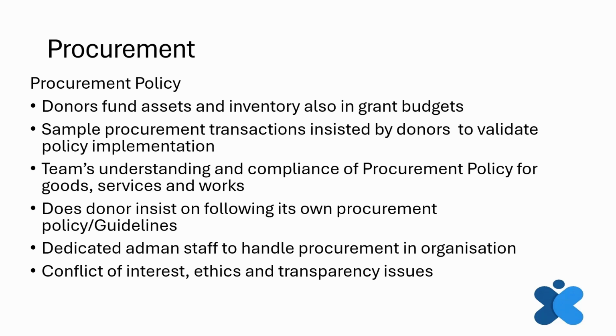Now, when you have a lot of procurement, do have dedicated admin staff, because the procurement process of identifying vendors, sending out bids, sending out requests for proposal is a tedious process and it cannot be given to the program person. It has to be done by an admin person because he or she will understand the procurement policy. Conflict of interest, ethics, and transparency issues are very important. So where do these issues come in procurement? They are flagged in audit reports.